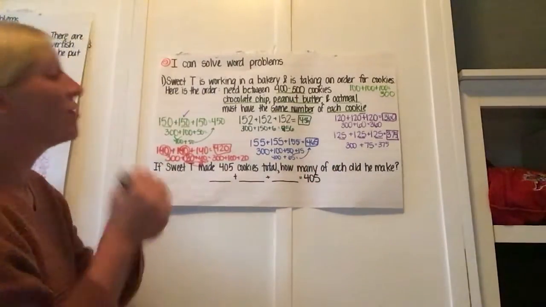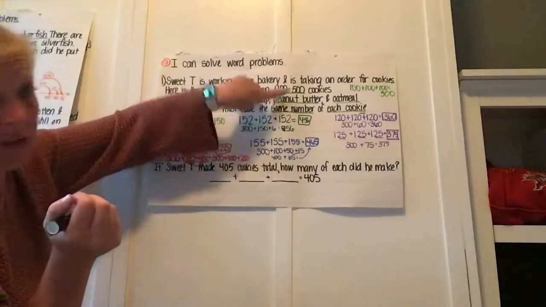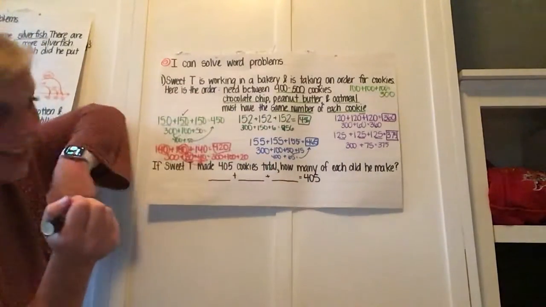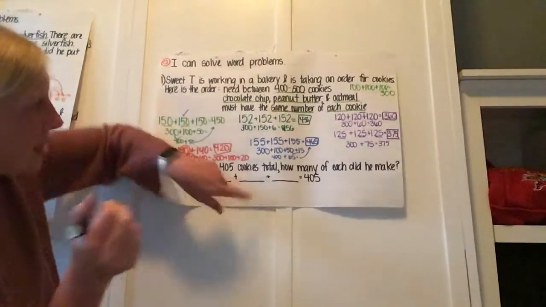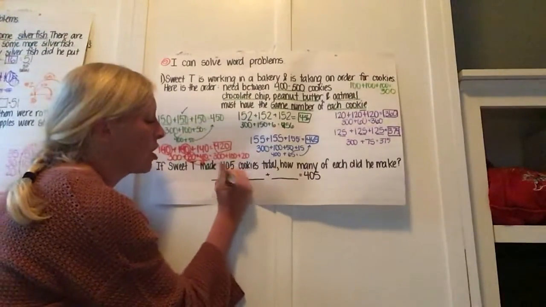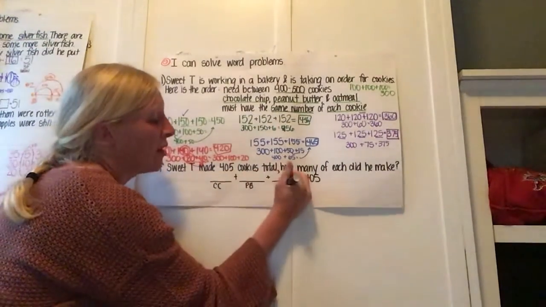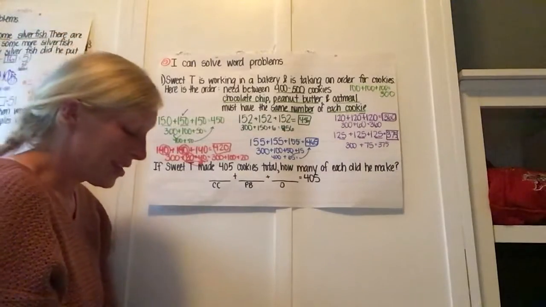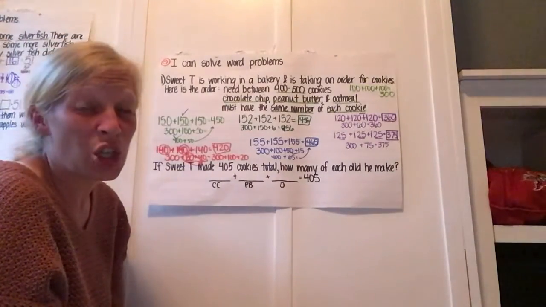He has to have between 400 and 500. He has that, right? He has to have chocolate chip, peanut butter, and oatmeal. Chocolate chip, peanut butter, and oatmeal. But he must have the same amount for each cookie.